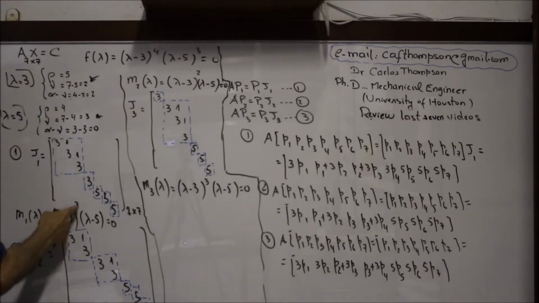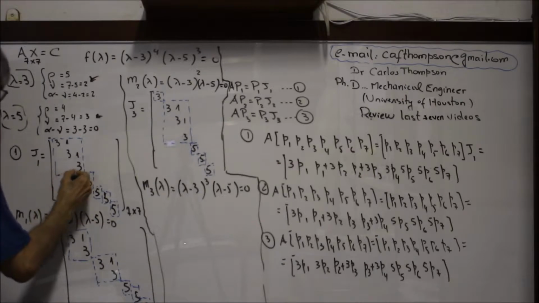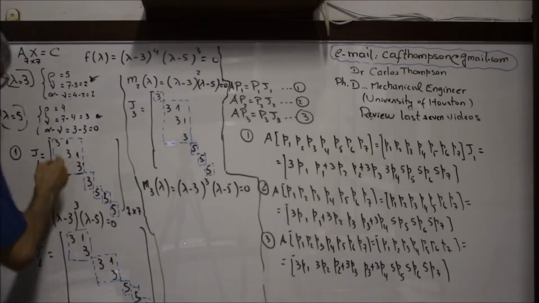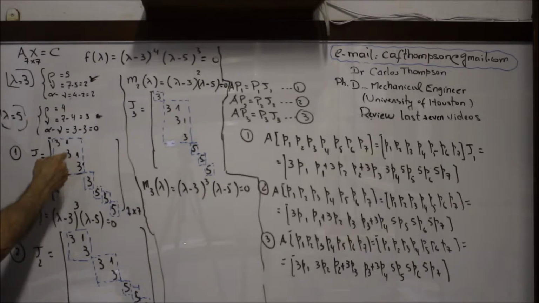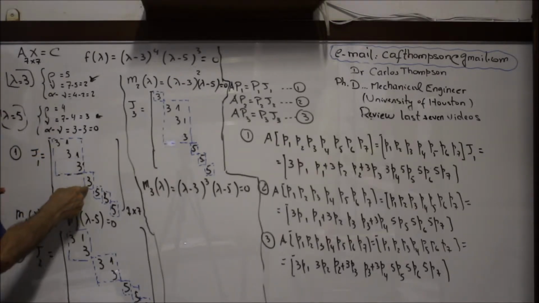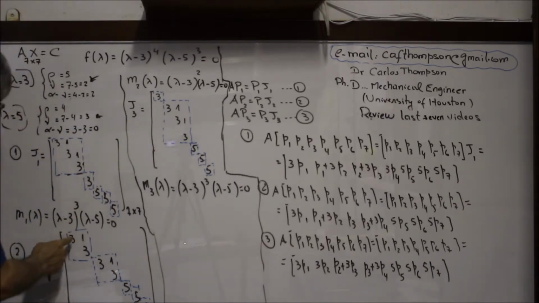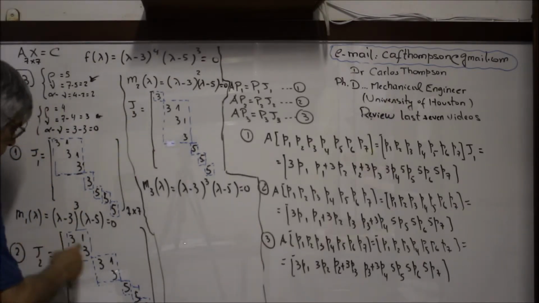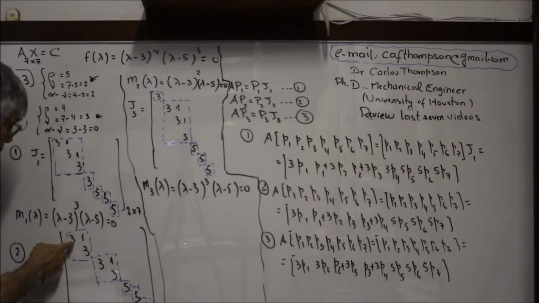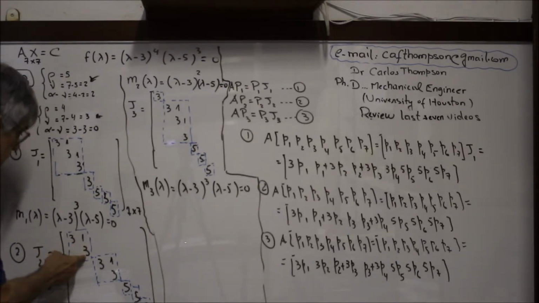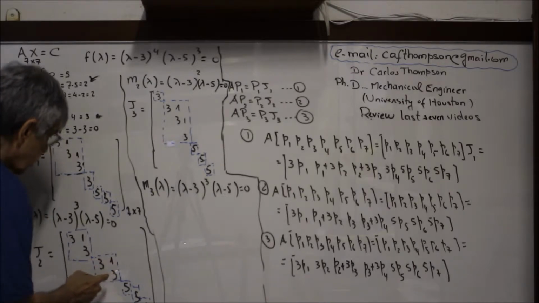This is (lambda minus 3) to the power 3, because you see this block over here. If you subtract 3, and if you take J1 minus 3I, then this one with the power 3 will be 0. So if you erase 3 here and put 0 here, 0 here, and 0 here. Now this one, we have two blocks. If you subtract 3 here, you have two blocks: 0, 1, 0, 1, 0, 0, 0, 1, 0, 0.